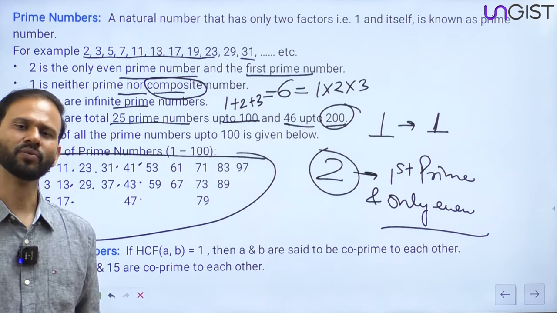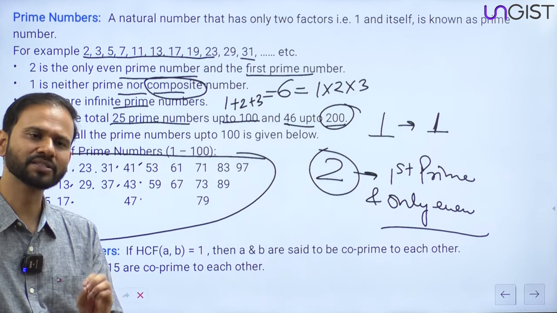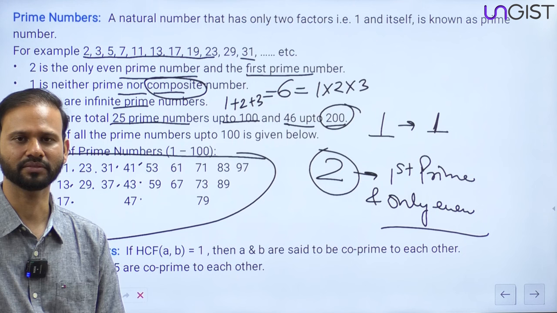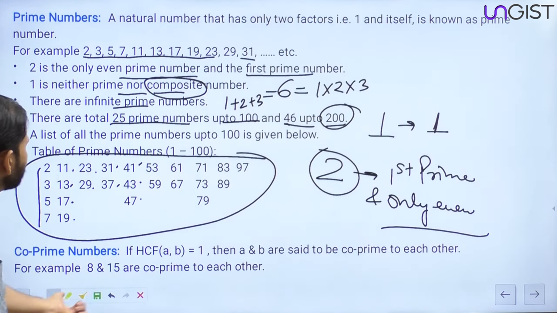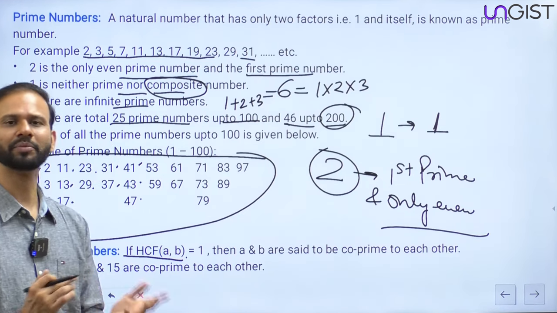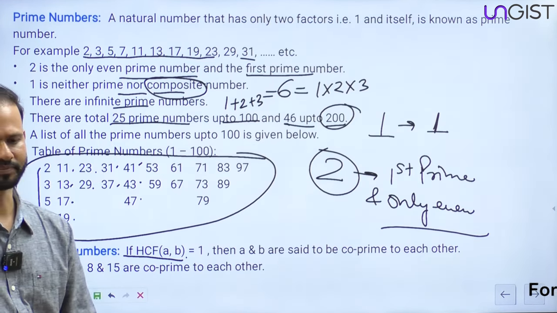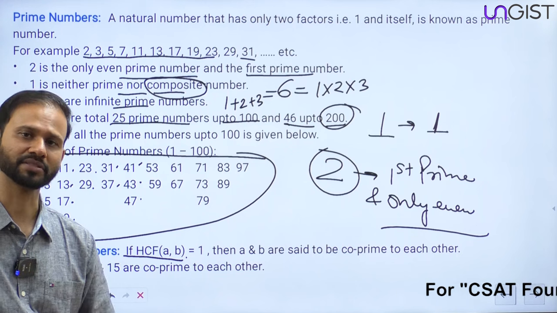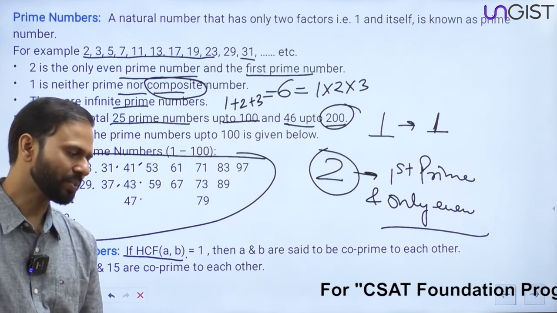After that we have one more term, which is co-prime numbers. Okay everyone, after that we have one more term which is co-prime numbers, right? Co-prime numbers means what?